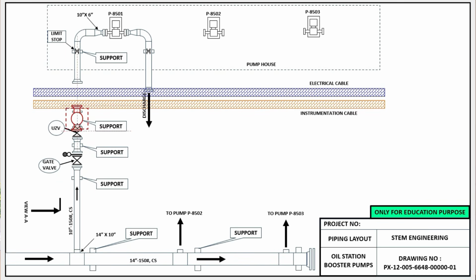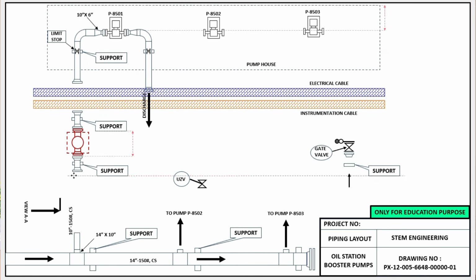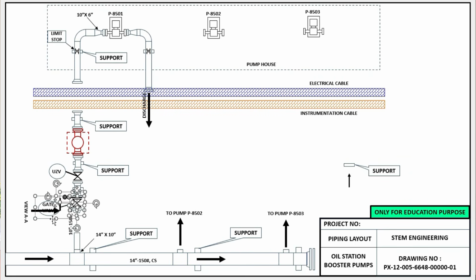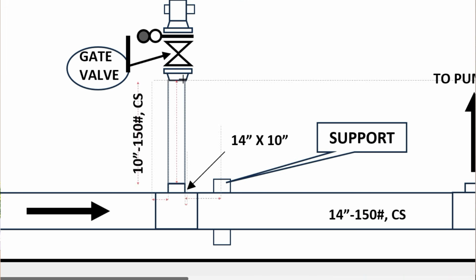Then we tried to place the strainer in the upstream side. There also it is clashing with the existing support. Then again we pushed a little more down to the upstream side and found the right place and rearranged the control valve, isolation valve and the existing support arrangements.